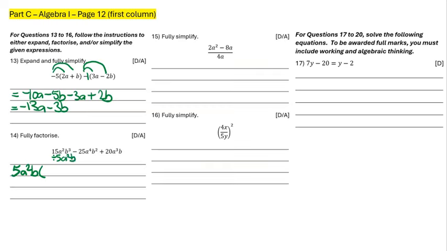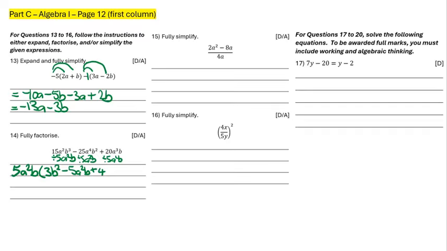So 15 divided by 5 is 3. A squared divided by a squared, the a's cancel out. And then we've got b cubed divided by b becomes b squared. We then go minus. Same thing here. We're going to divide by 5a squared b. 25 divided by 5 is 5. A4 divided by a squared is a squared. B squared divided by b is b. And then finally, the last one there, same process, divide by 5a squared b. So we've got 20 divided by 5 is 4.